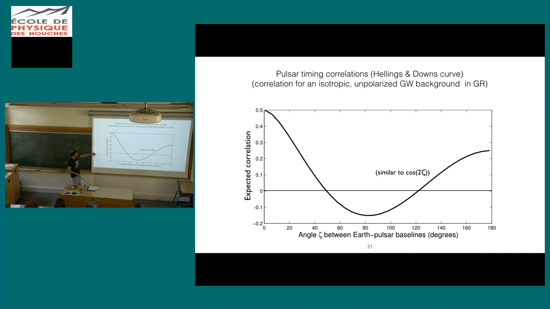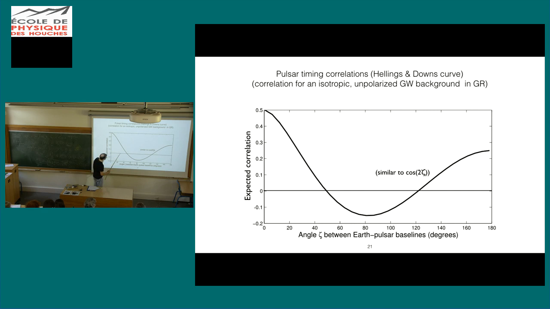So what's being plotted here is not overlap as a function of frequency, but overlap as a function of the angle between a pair of pulsars. If you've got a pulsar in this direction on the sky and a pulsar in this direction on the sky, and the angle between the two is 30 degrees, for example, then the overlap that you get would be given by this value here. You'd go up to there.